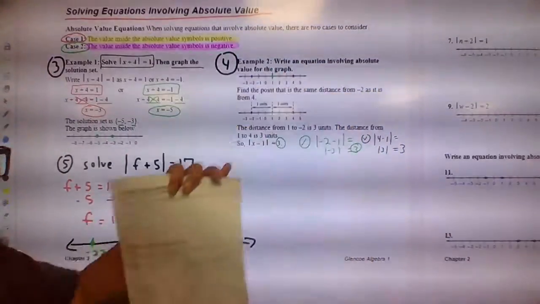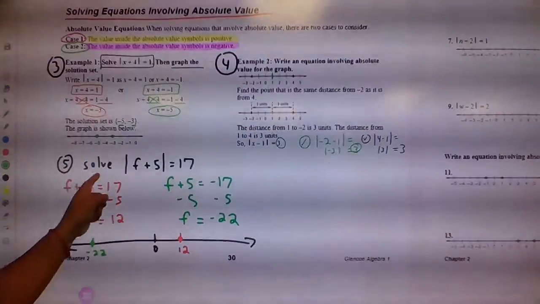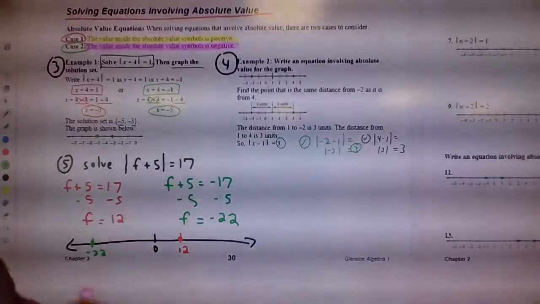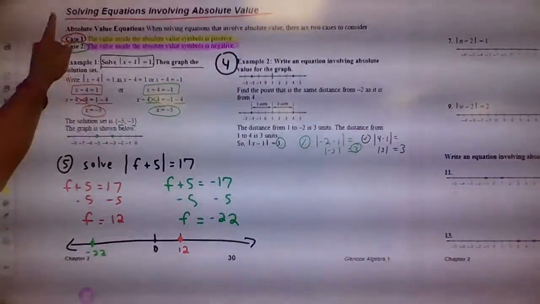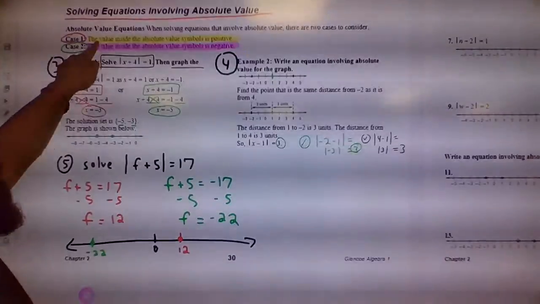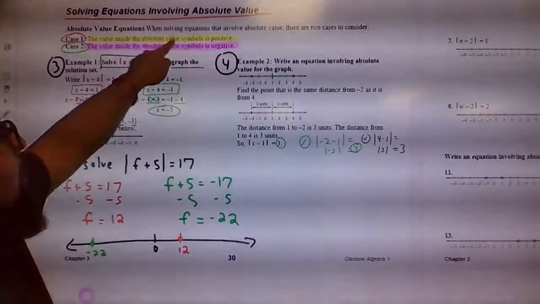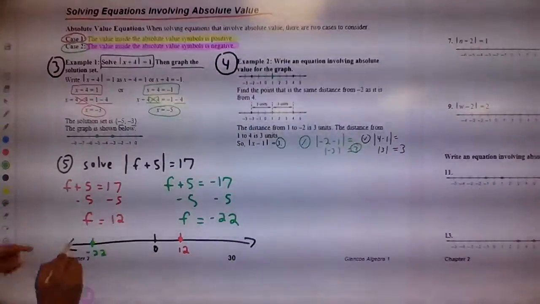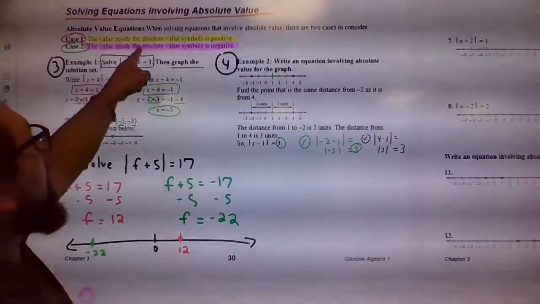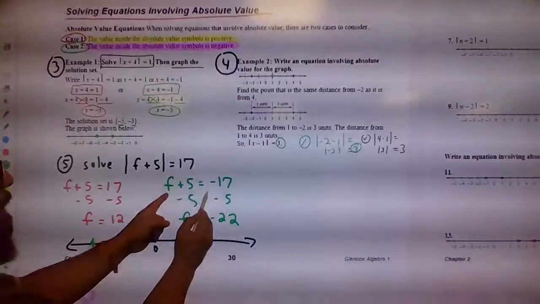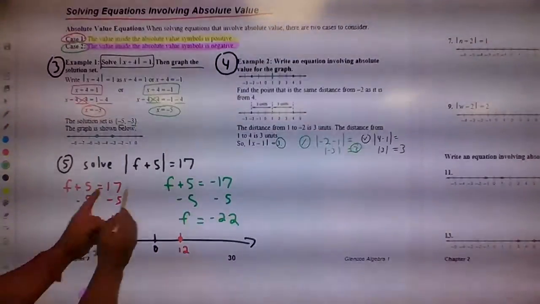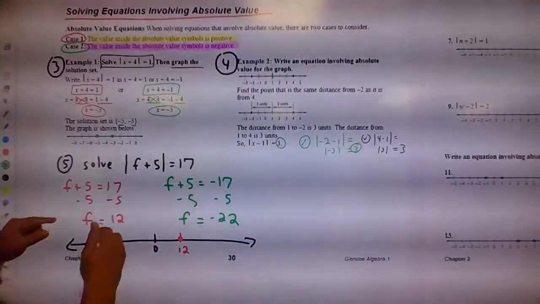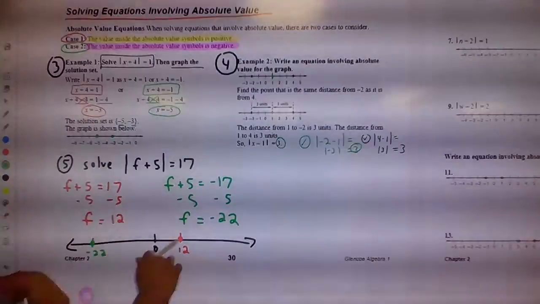So here's example 5. So solve the absolute value of f plus 5 equals 17. So you got to do what the cases say up here. It says the value inside the absolute value symbols is positive. So I made it positive first, so it's right here. And then case 2 is the value inside the absolute value is negative. So here it is. So this is positive and this is negative. See how it's the same one, but it got rid of the absolute value symbols? Okay, so now we solve this one and we solve this one.